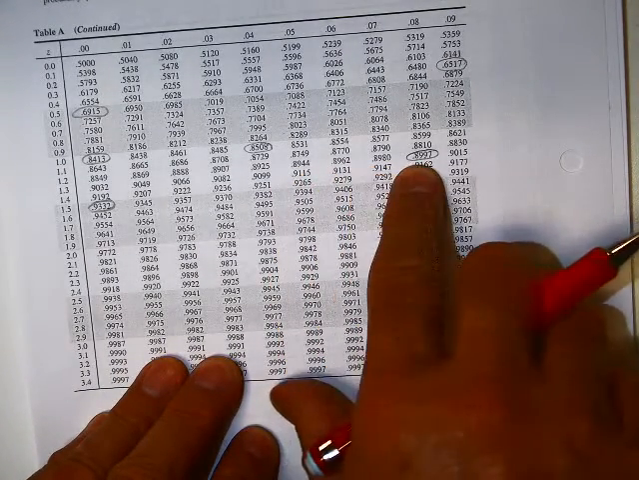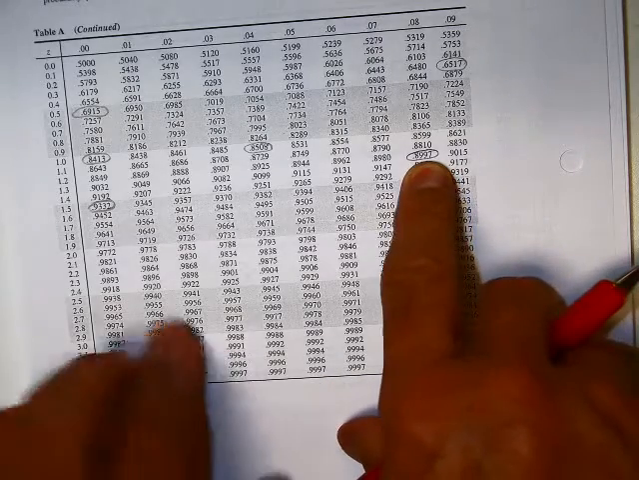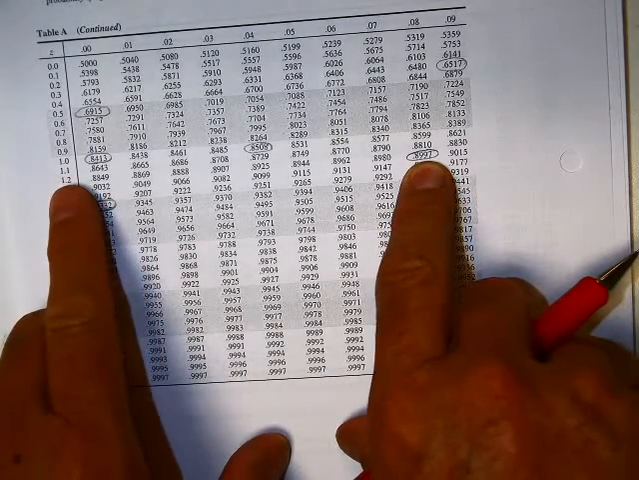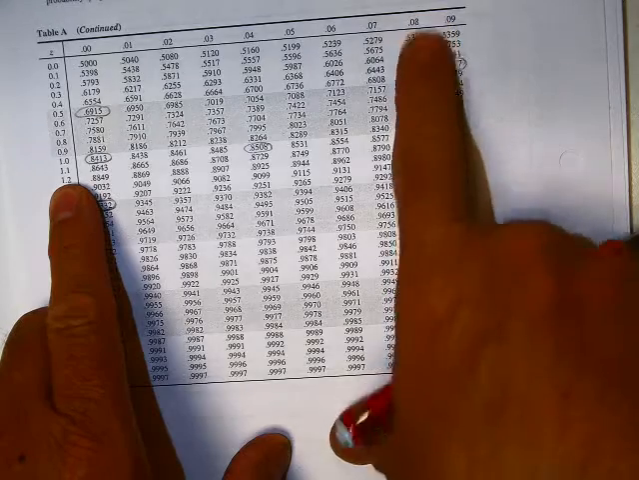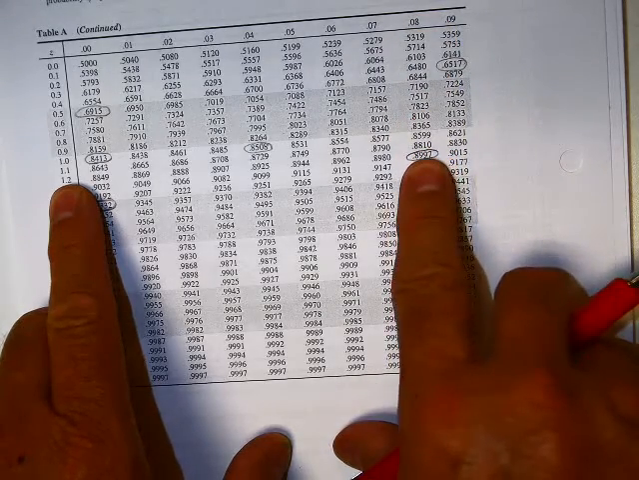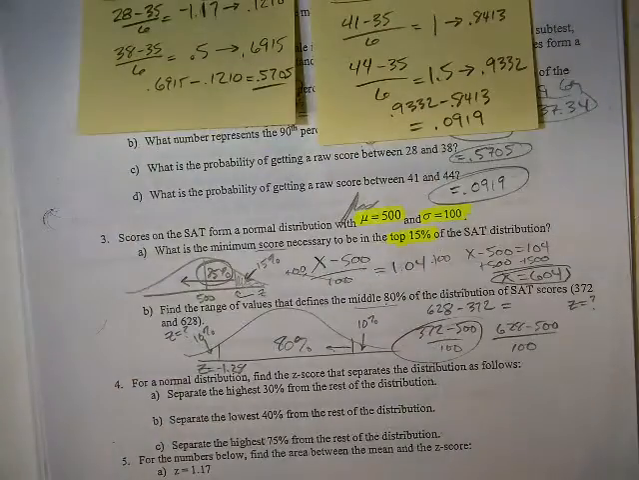Oh, I've already circled it. Look at that, I've used it already. 1.28 is where 90% of the data falls below. Now, why are these numbers the same?